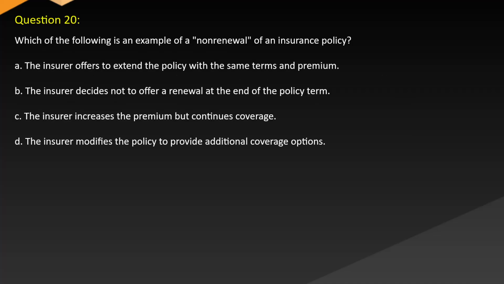Question 20. Which of the following is an example of a non-renewal of an insurance policy? A. The insurer offers to extend the policy with the same terms and premium. B. The insurer decides not to offer a renewal at the end of the policy term. C. The insurer increases the premium but continues coverage. D. The insurer modifies the policy to provide additional coverage options.